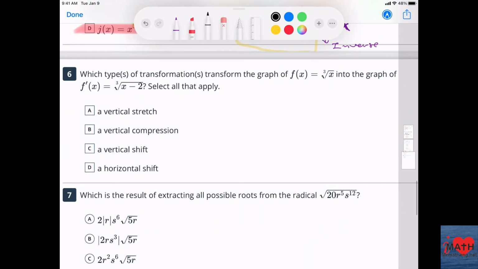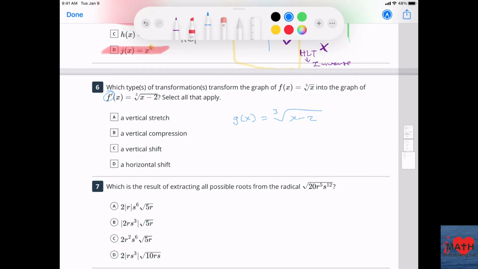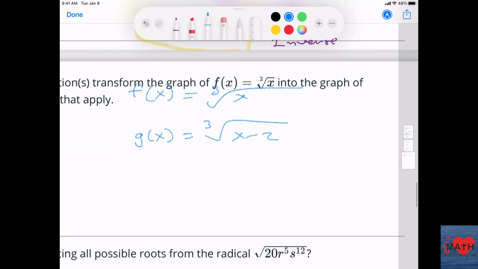Number 6. Which type of transformations transform the graph of f of x equals the cube root of x into the graph of f prime? So this is just another name. You can call it, let's just say, g of x. Let's just write it out here. Which types of transformations transform this graph to that graph? Okay. All right, so what I'm going to do is write out the parent function. And I want to notice all the transformations that we have.